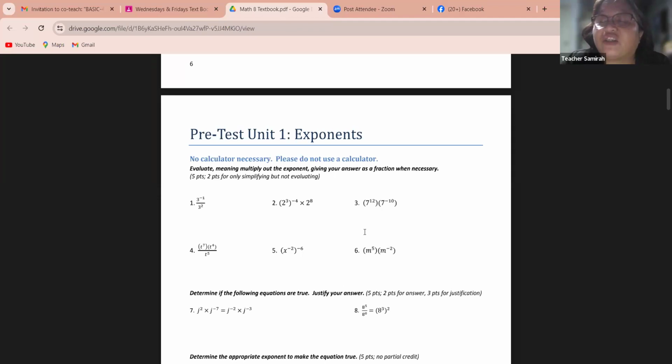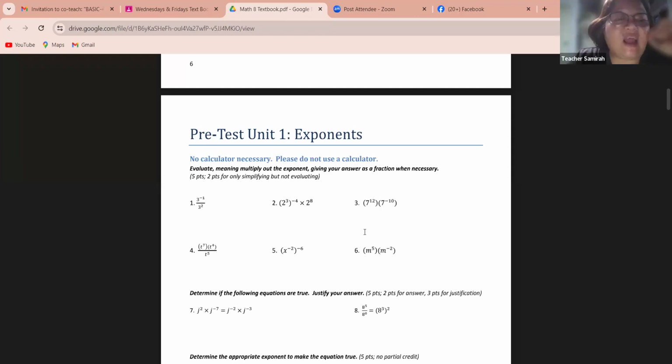What will be your answer? Number 3 will be, the answer is 7 exponent of 2. Very good. 7 with exponent of 2, or you can also say 7 raised to 2, or 7 with the power of 2. Right? Okay.